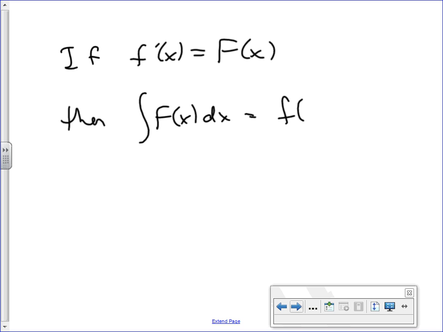Little s, plus c. You leave that constant of integration off when you're supposed to have it, and you're going to be in trouble. You're going to lose one whole thing.